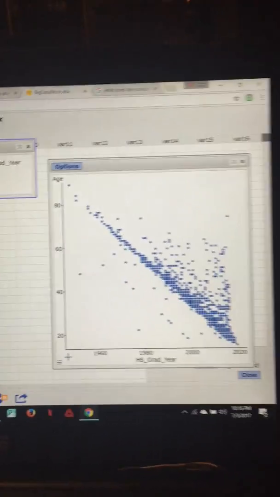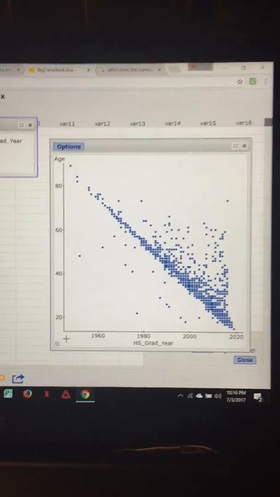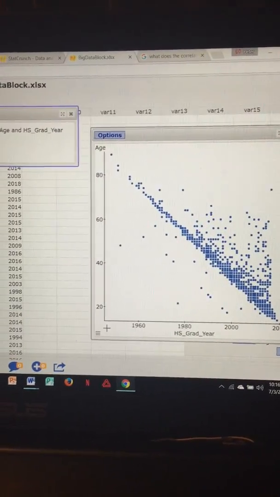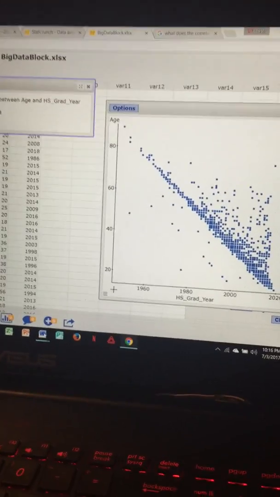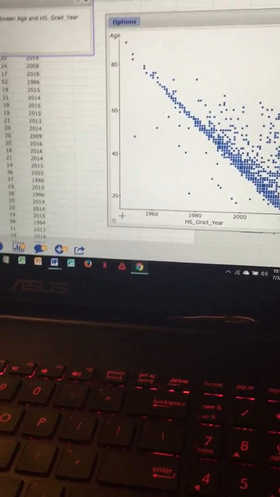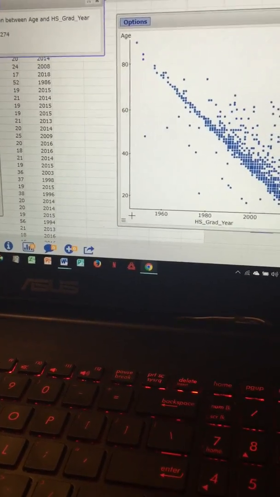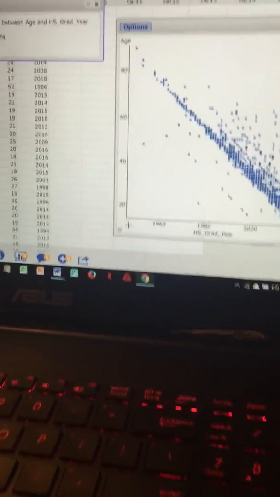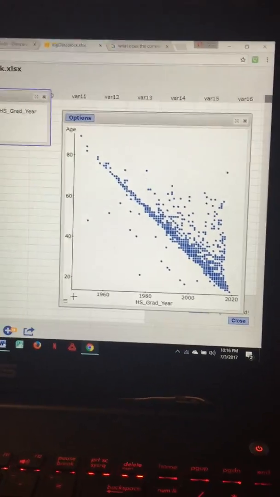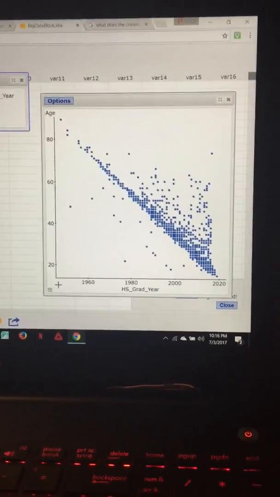The direction is negative because the slope is negative. The form is linear because it's in a straight line, it's not exponentially increasing or decreasing, or curved at all. The strength is relatively strong. Considering there's thousands of data points, they're mostly all in one line. Okay, next question.